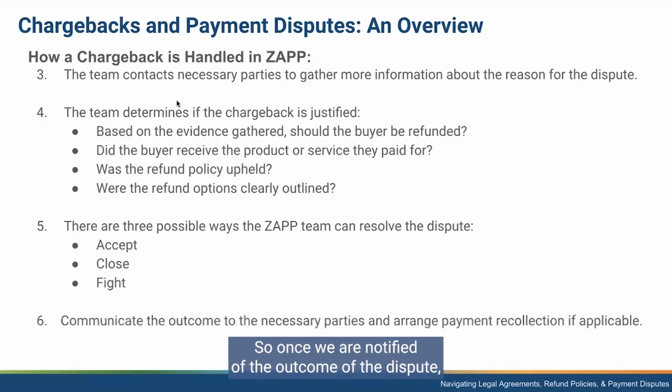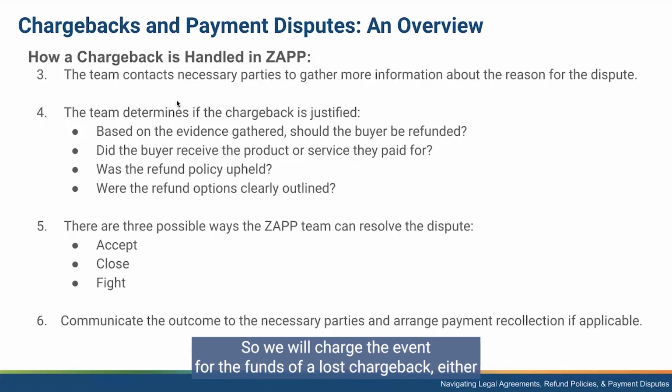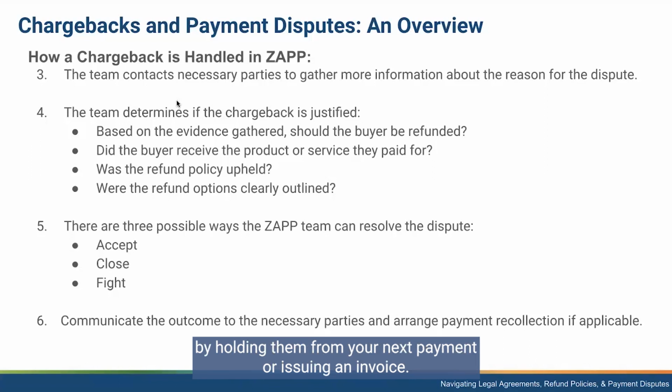So once we are notified of the outcome of the dispute, whether that be the artist closing it, or let's say we did fight it and PayPal or Braintree decided in favor of the buyer, we will communicate the outcome to the necessary parties and then arrange payment recollection if applicable. So we will charge the event for the funds of a lost chargeback, either by holding them from your next payment or issuing an invoice.